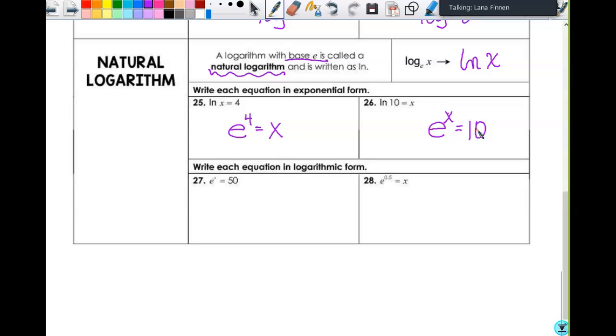All right, so then we're going to write each equation in logarithmic form. So this is e to the x equals 50. So the base is e. Since the base is e, it is a natural log. I go to the other side of the equal sign. Natural log of 50 equals x. All right. Then y'all do 28.